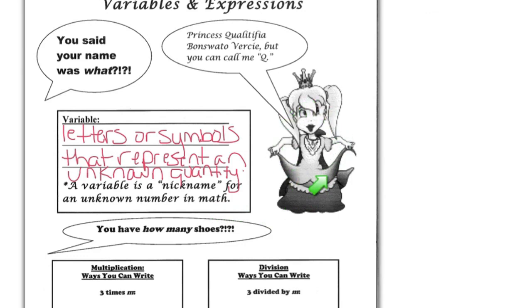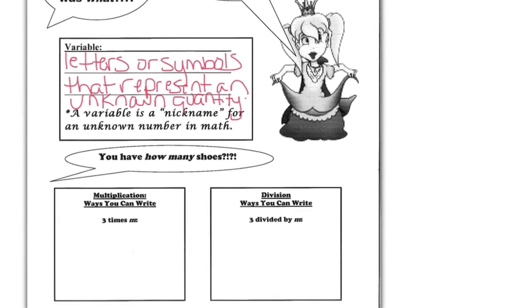So, like for example, you have this little princess here. Her name is really long and complicated. Princess Qualitifia Bonsuato Versi. But you can just call me Q because that name is really long. So she has a nickname. Okay, so let's look at a couple things that we need to talk about down here.